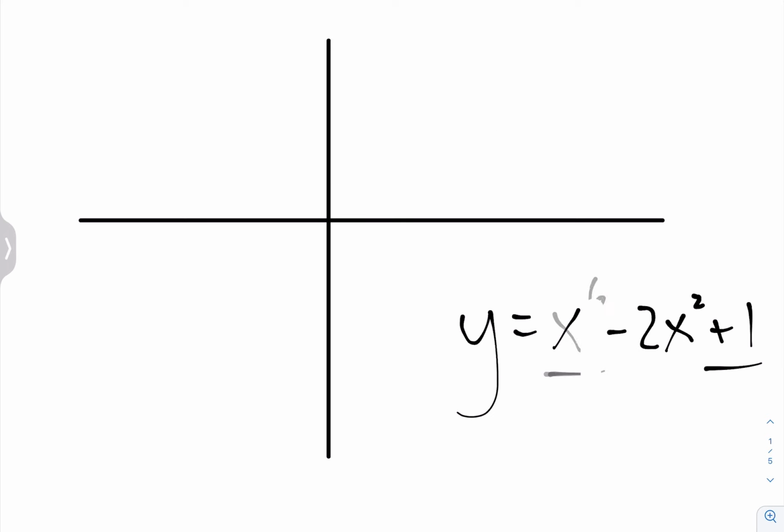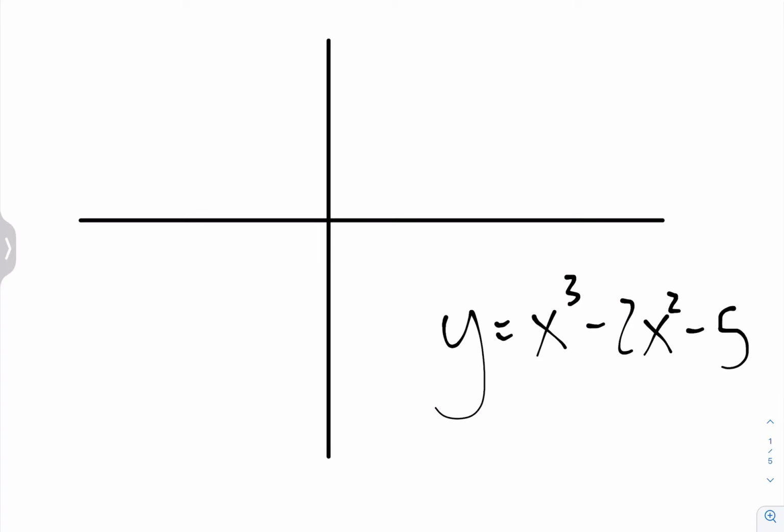Now, what if the function's negative? So let's say we had y equals x cubed minus 2x squared minus 5, for example. So this is a positive cubic function, but let's say we had a negative out in front. Well, a positive version would look something like this, with a y-intercept at negative 5.